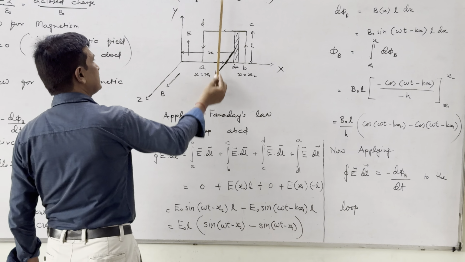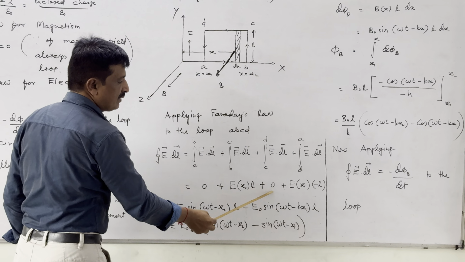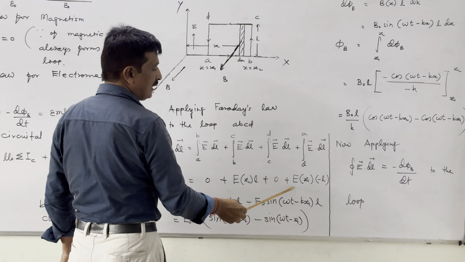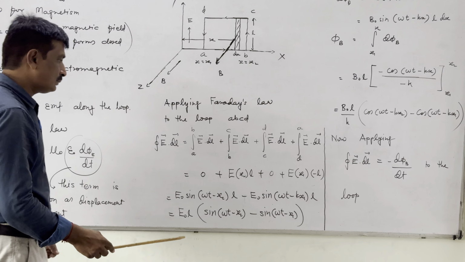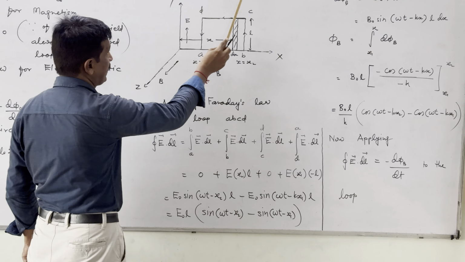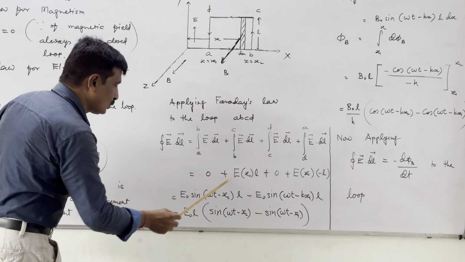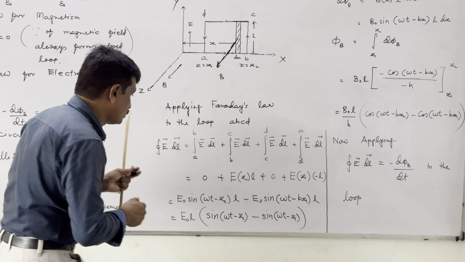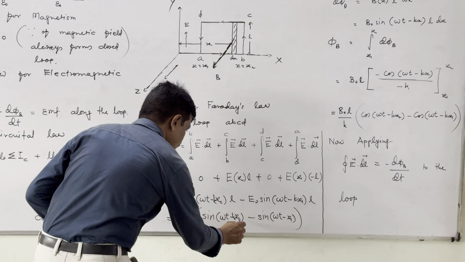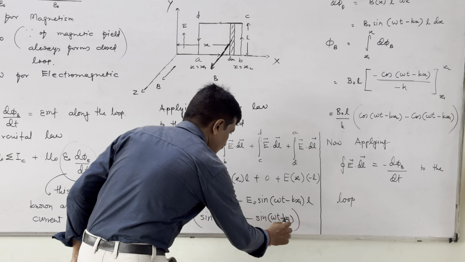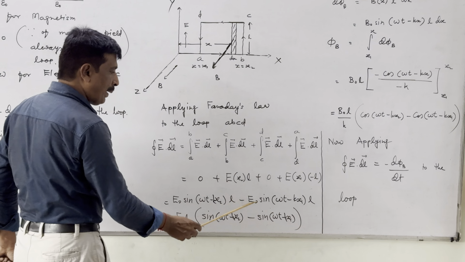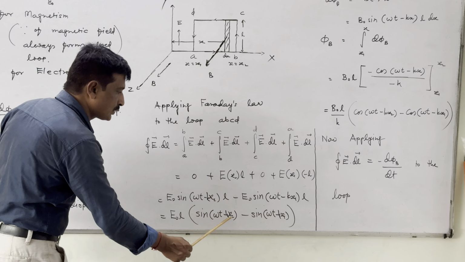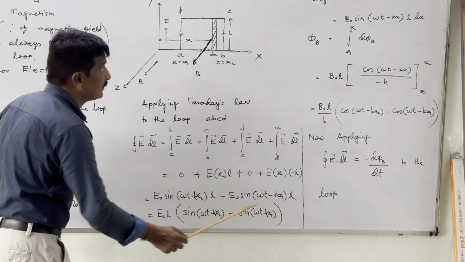Here also the electric field is in this direction, we are moving this way, so it is 0, the angle between them is pi by 2. And here we are moving this way, the electric field this way, so a minus sign is there: E at x1 times minus L. We know the electric field is E naught sin(omega t minus kx). So E at x2 is replaced by E naught sin(omega t minus kx2), minus E naught sin(omega t minus kx1), times L. So E naught L common, sin(omega t minus kx2) minus sin(omega t minus kx1).